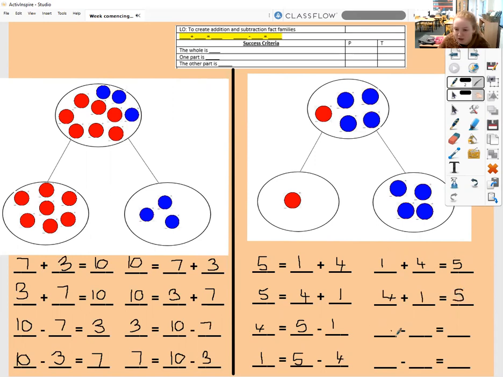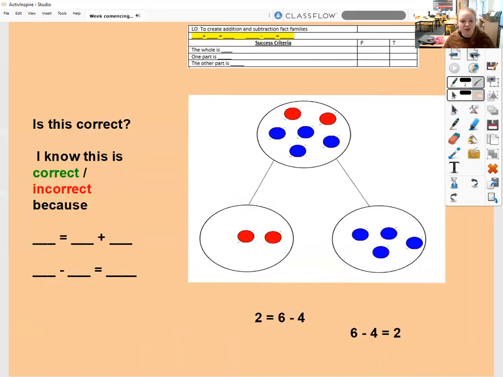Down here, going to look at subtraction. So before subtraction, my whole goes before the subtraction symbol. So my whole is 5. Subtract my first part, which is 1, equals my remaining part, which is 4. And swap my parts over. So my whole is 5. Subtract my first part, which is 4, equals my remaining part, which is 1. Fantastic.